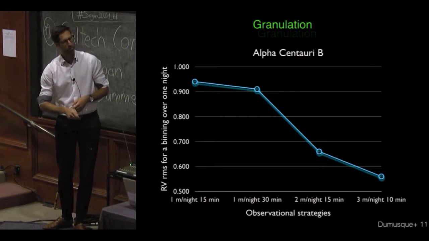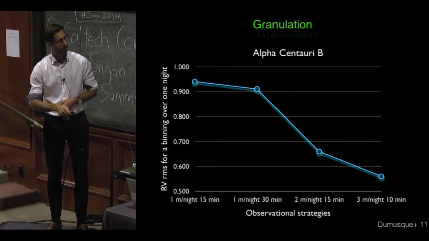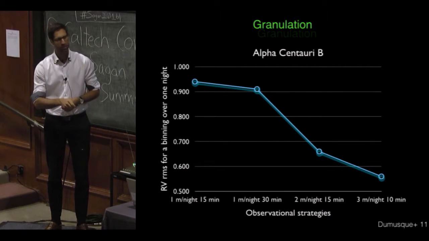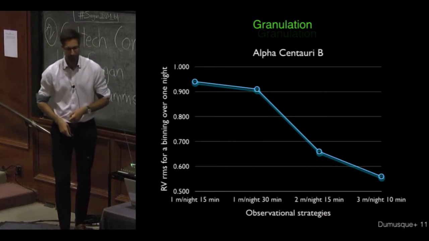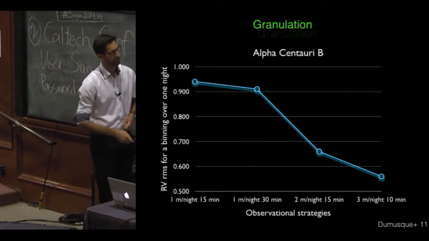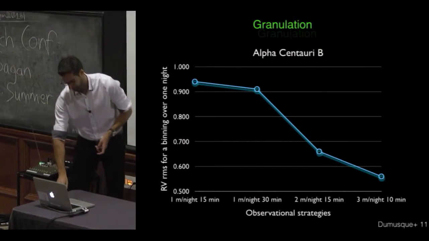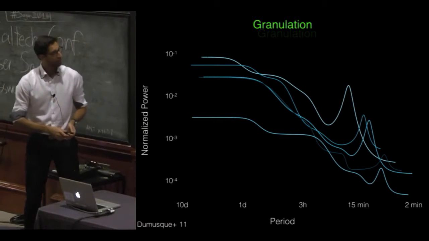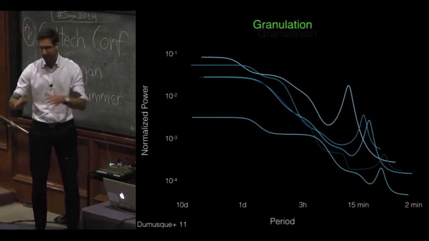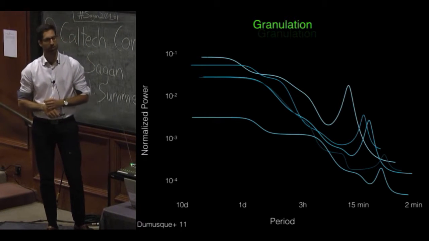Then you take 2 measurements per night of 15 minutes, so the same total exposure time as here. And then you see that you drop in the radial velocity RMS. Even if you take 3 measurements per night of 10 minutes, so still the same total exposure time, you can decrease a little bit more. So taking several measurements per night can help you mitigate the effect of granulation.